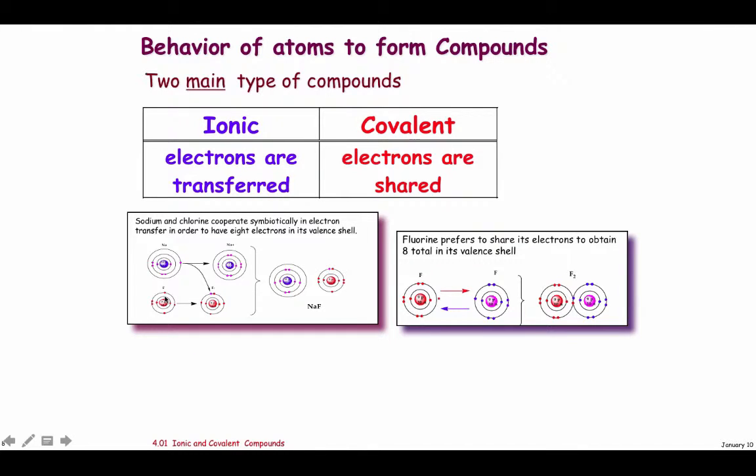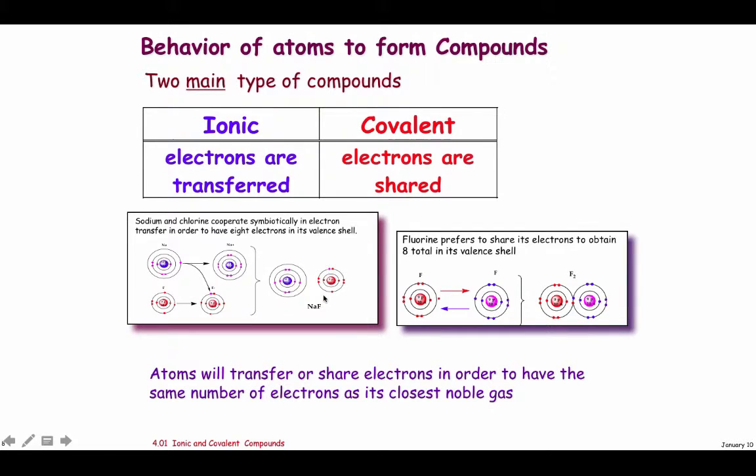Fluorine, on the other hand, is 1 electron removed from an octet, and so by picking up that 1 electron, it too will have an octet. And so this is the ionic compound that's formed, NaF, sodium fluoride. Atoms will transfer or share electrons in order to have the same number of electrons as its closest noble gas.